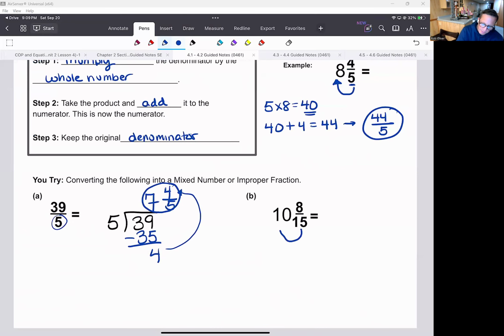Okay, now right here, we're just going to do 15 times 10, which is 150. And then you're going to add 8. So 15 times 10 is 150, plus 8 is 158 over 15.